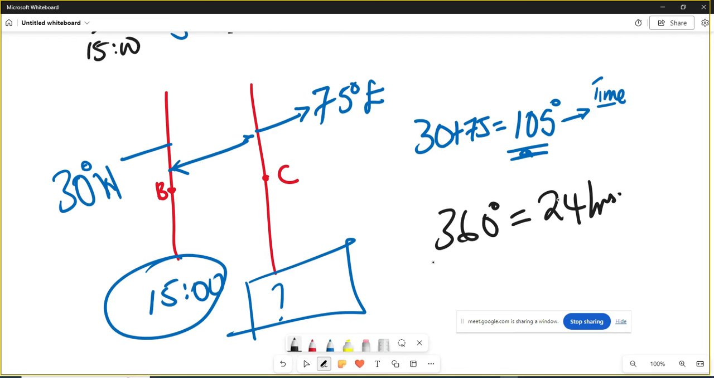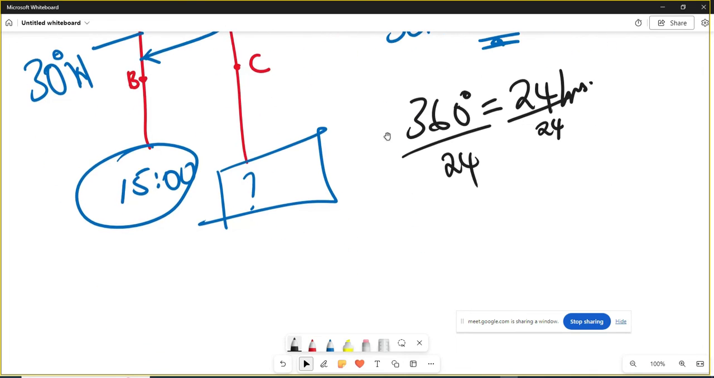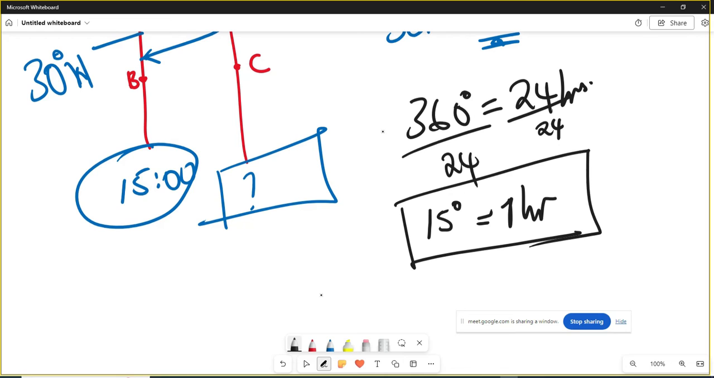Now when you reduce this relationship, we divide by 24. You will find that 360 divided by 24 gives 15 degrees, and 24 divided by 24 gives 1 hour. So in short, every 1 hour we have 15 degrees, or every 15 degrees we have 1 hour. So we use this relationship.